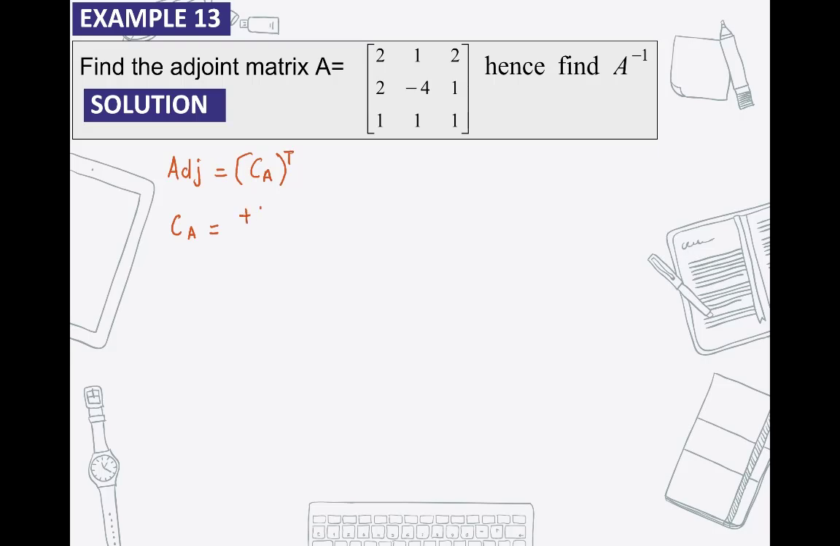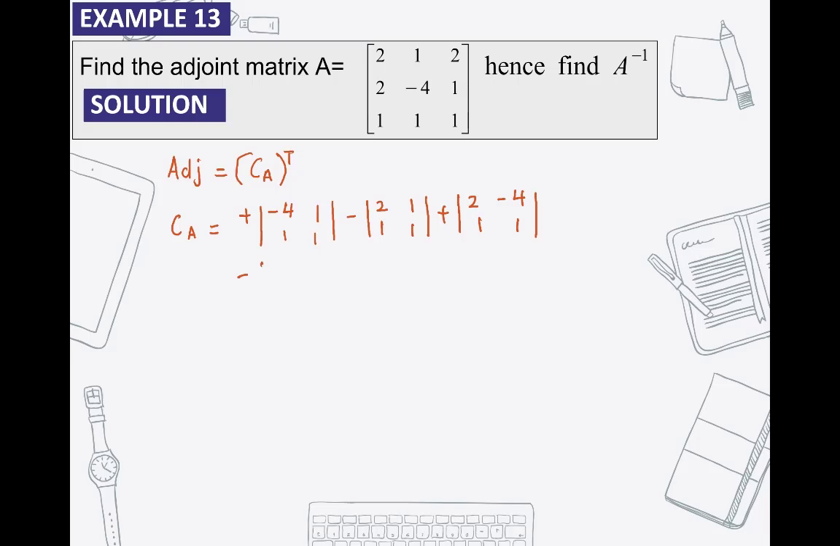First we're going to start with a positive sign, and for the first element we will eliminate row 1 and column 1. When we eliminate row 1 and column 1, we will be having negative 4, 1, 1, followed by a negative sign, eliminate row 1 column 2. When we eliminate row 1 column 2, we will be having 2, 1, 1, 1, followed by a positive sign, eliminate row 1 column 3, we will be having 2, negative 4, 1, 1. Okay, so this is for row 1.